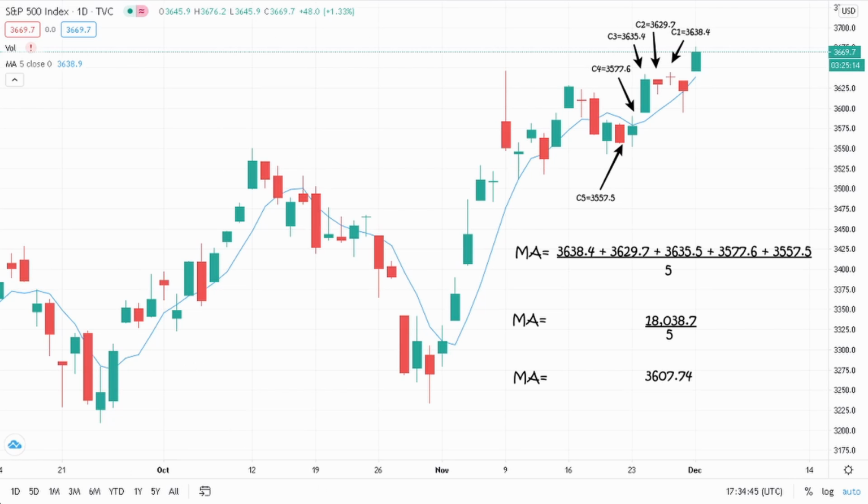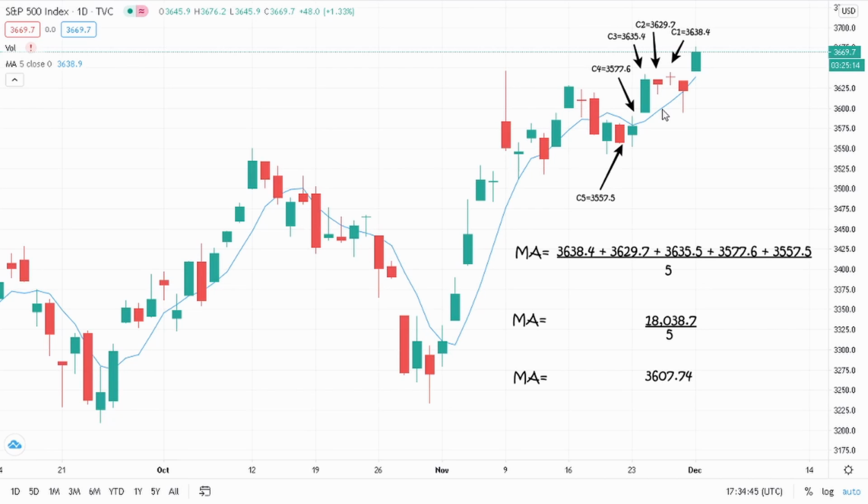Okay, so this line here is the 5-day moving average. That's an example that we're looking at as a 5-day moving average, spanning somewhere around the 14th of October to about the 7th of December. But for this example, we are going to be calculating the 5-day moving average for November the 27th. So we're going to calculate this point right here on the line.